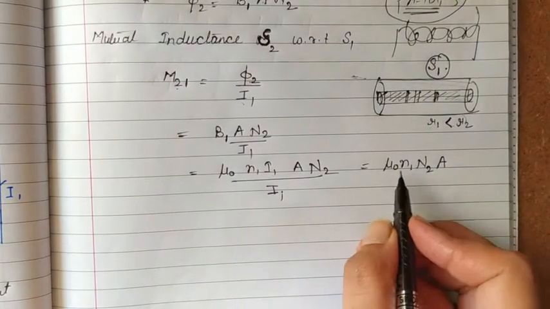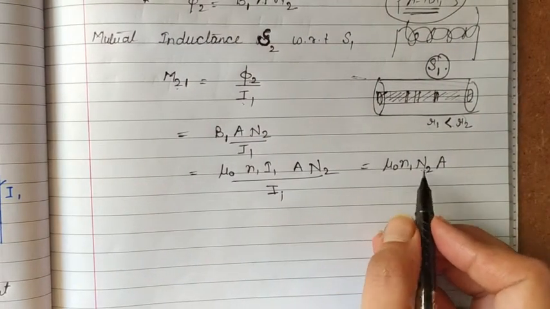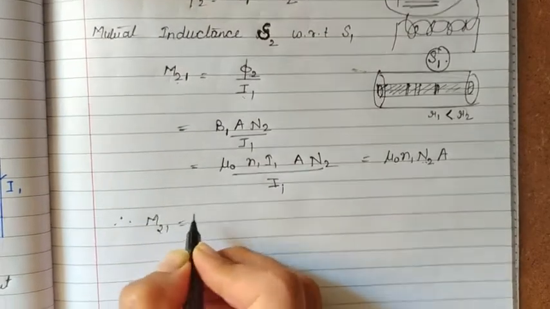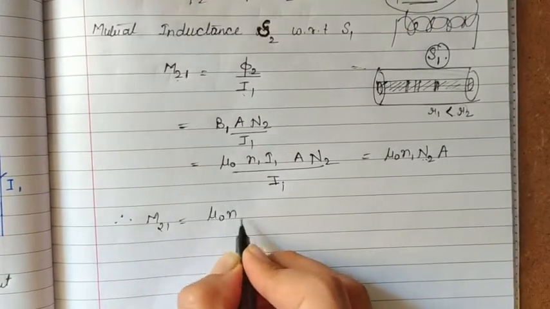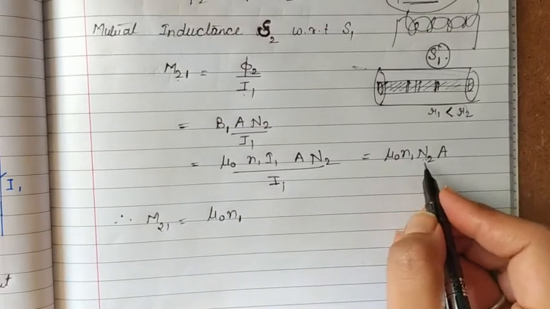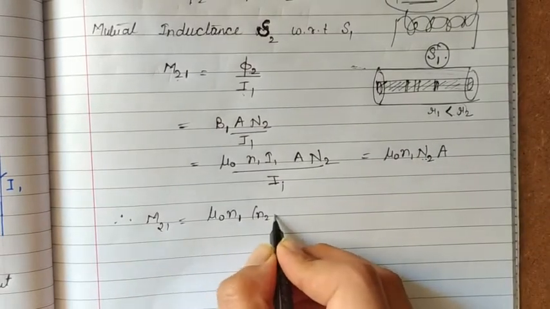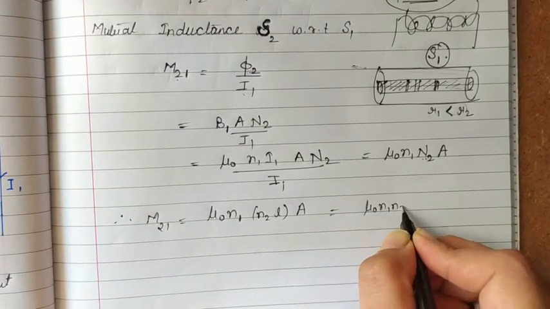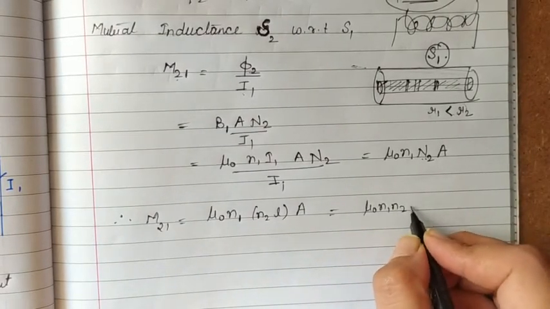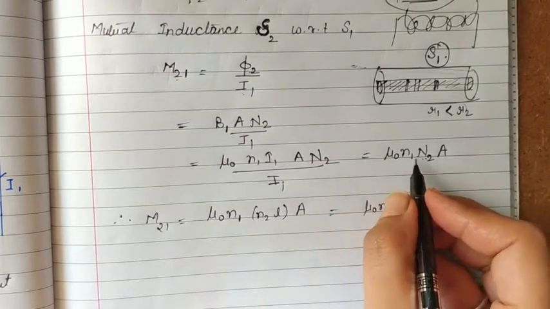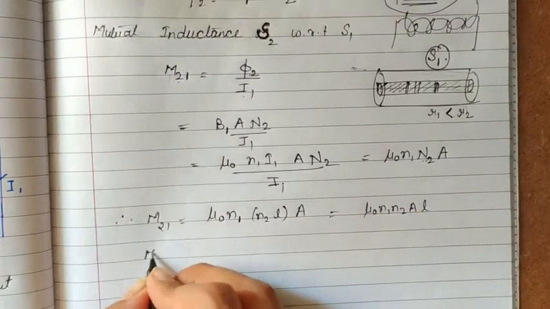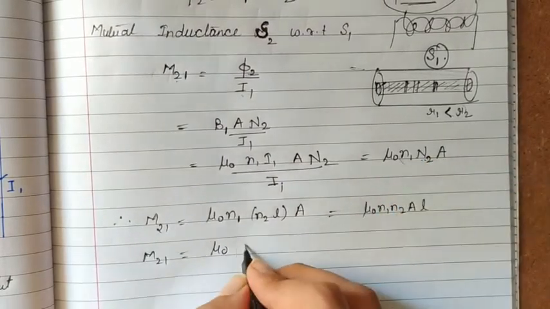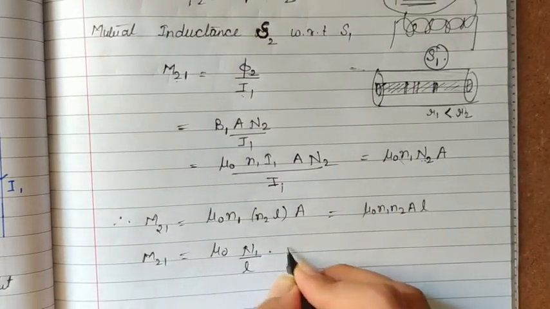Now we can write it in terms of small n2. So M21 will be mu naught N1, and capital N2 we can write as n2 into L A. So it will be mu naught N1 n2 A L, or in terms of capital N it will be mu naught. We can write n1 as capital N1 upon L, capital N2 A.